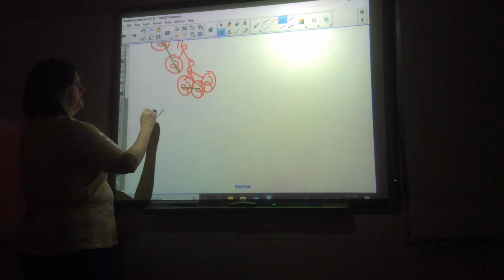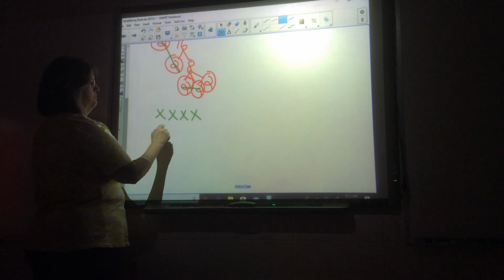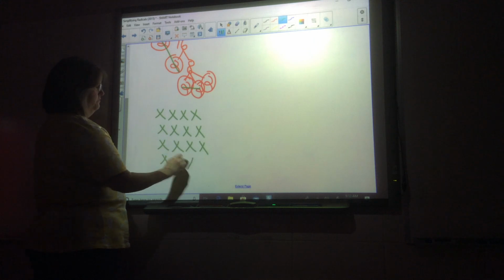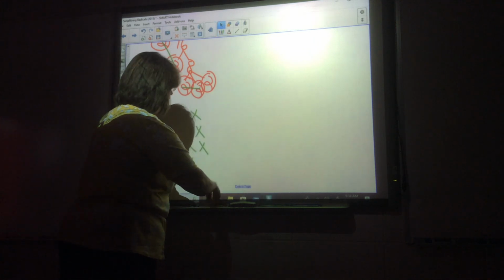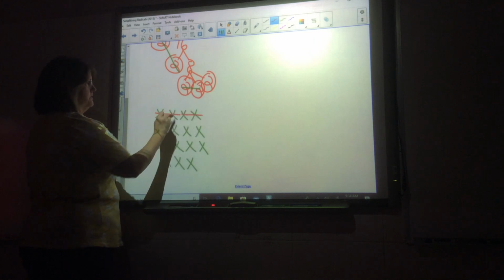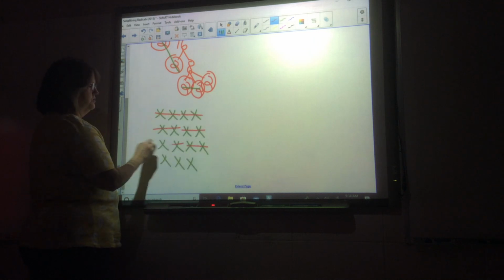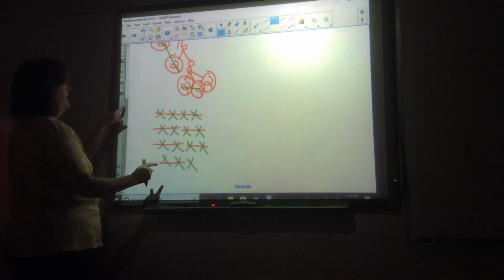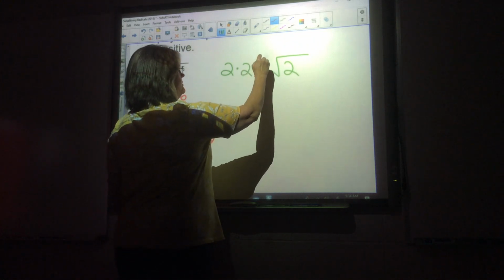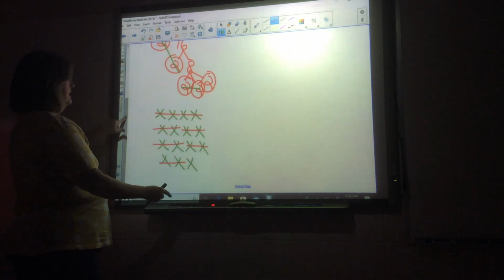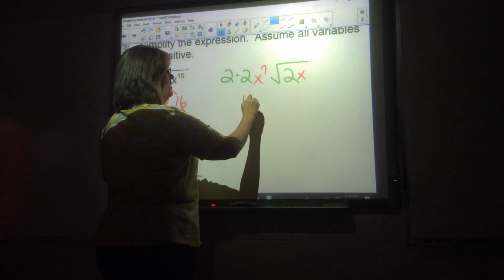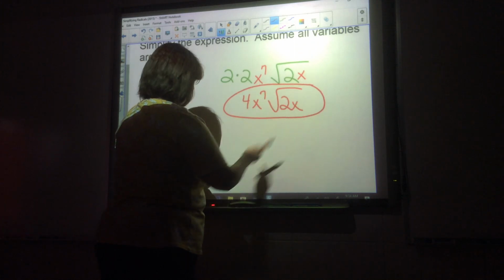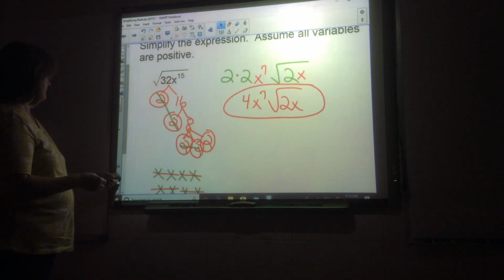Now, I'm going to do this with the 15 x's, but I'm also going to show you another way to do it, because who wants to write out a bunch of x's and a bunch of y's every time you do this? I don't. But it takes two, the same way as it did before, so two of the same variable. All right, now, 1, 2, 3, 4, 5, 6, 7. So x to the 7th power is coming out, and there's 1 left on the inside. So this is 4x to the 7th under the square root of 2x. And that's my answer.